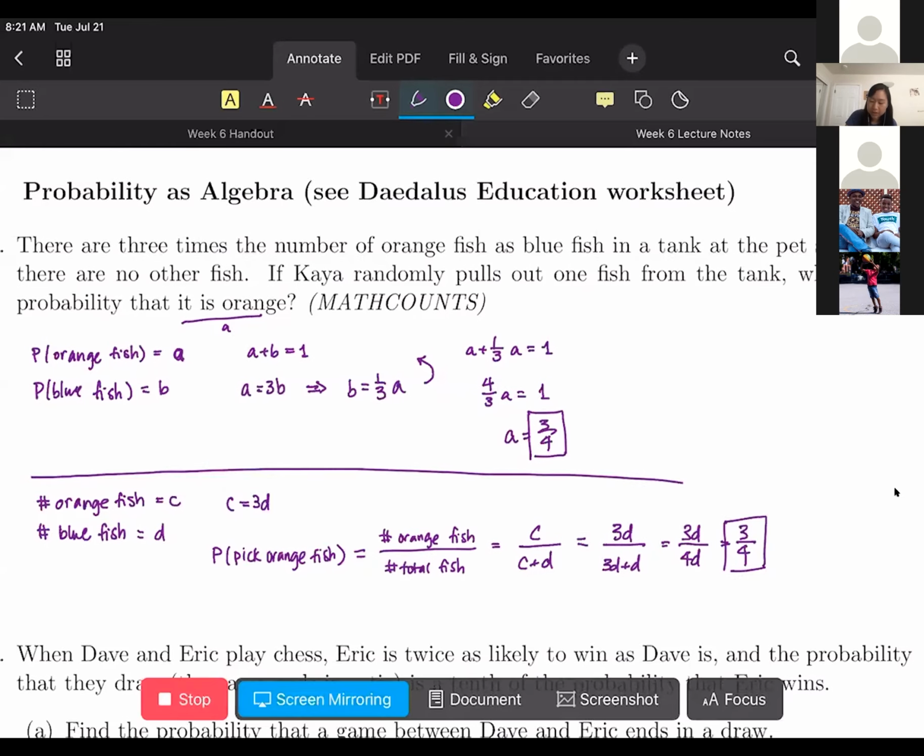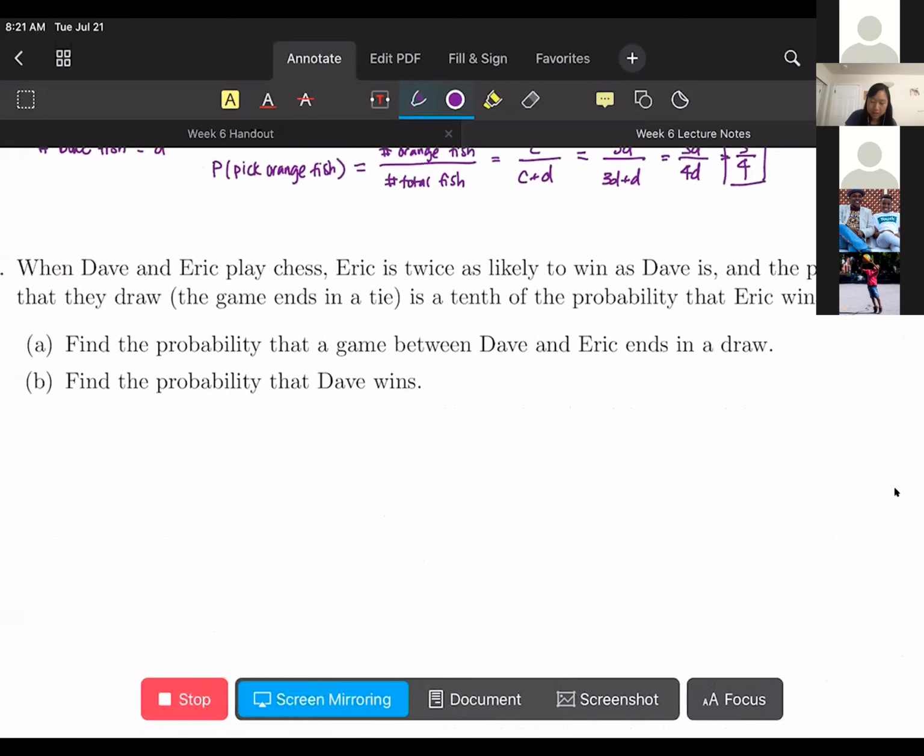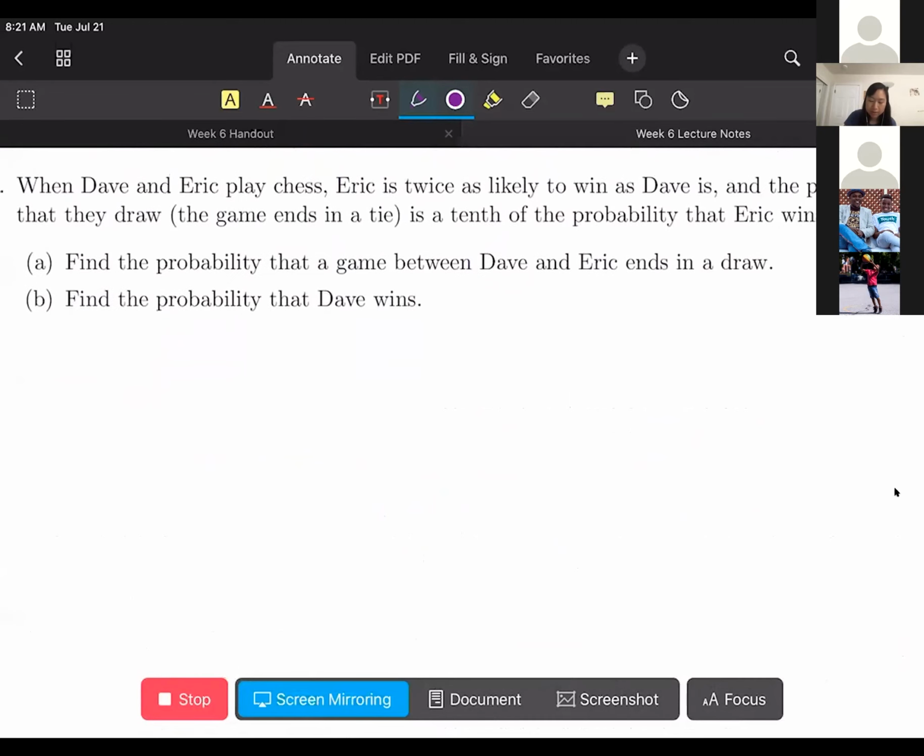Cool. Let's move on to the next question. It's just another example of this, but we'll get into slightly harder problems. So this one is a different word problem. We have two people, Dave and Eric. When Dave and Eric play chess, Eric is twice as likely to win as Dave is. And the probability that they draw, which means the game is a tie, is 1/10 the probability that Eric wins.